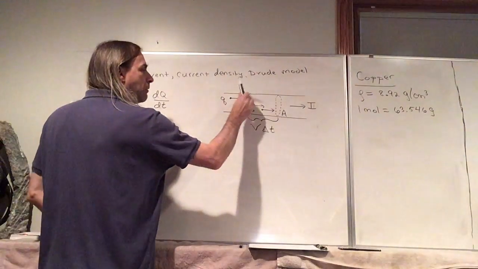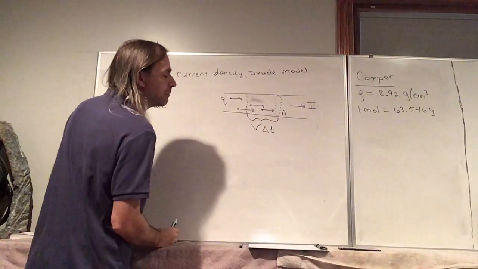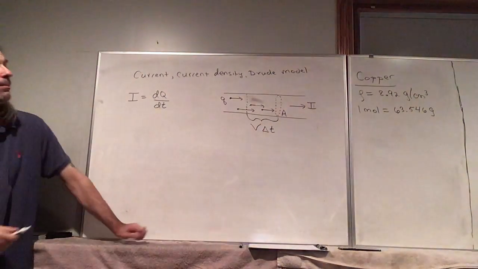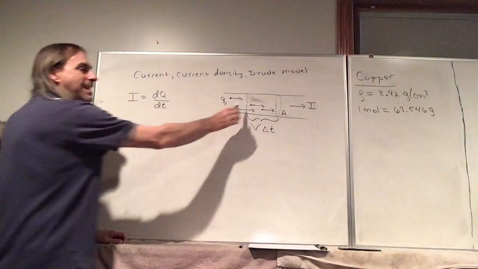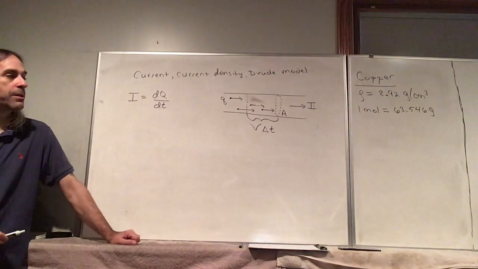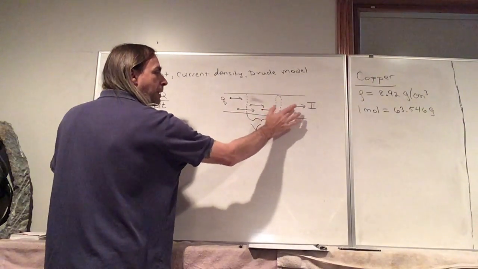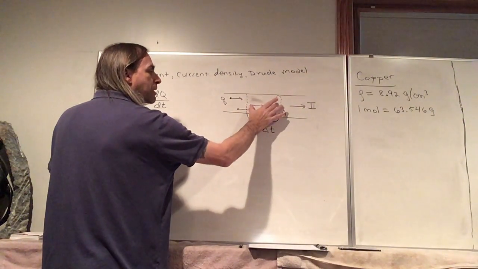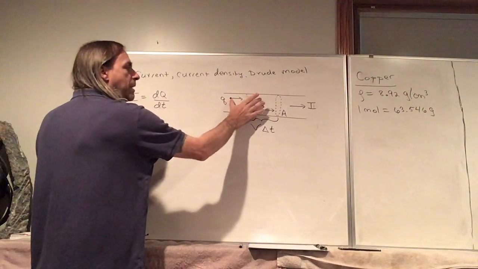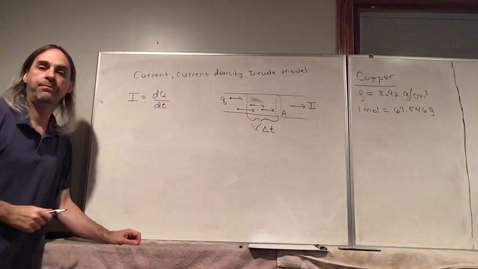We can look at this cylinder here. Everything inside this cylinder is going to pass through that surface in the time interval delta t. They're all going to move over this amount. So this one's going to end up over here. This one's going to end up a little past the surface. This one's going to end up here. It's not going to cross the right end of this cylinder.